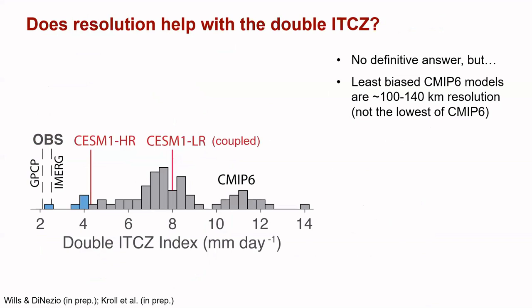So one thing I didn't really address so far is, does resolution really help with this? Or is this just a coincidence that CSM high resolution happened to be a really good model for this particular ITCZ index and aspect of the SST trend pattern? We don't know for sure, but I wanted to point out a few things that are pointing that resolution might help. One is that none of the models that are shown in blue here on the low bias end of the histogram have very low resolution. They're all around the 100-kilometer resolution mark. That's amongst the highest resolution of CMIP6.